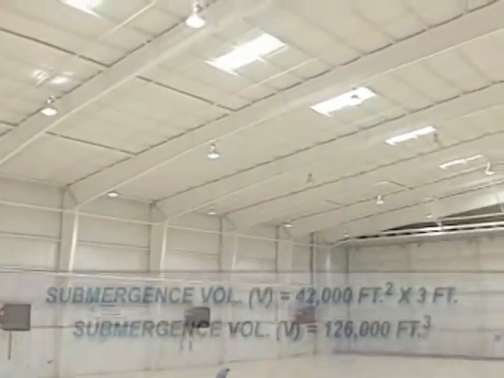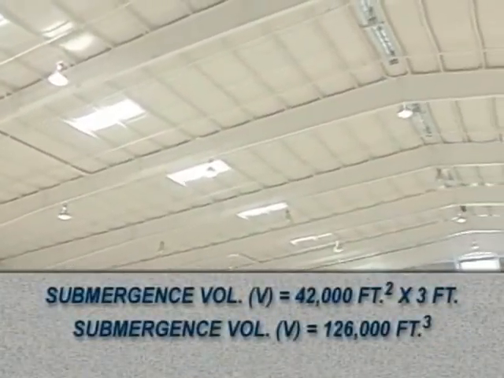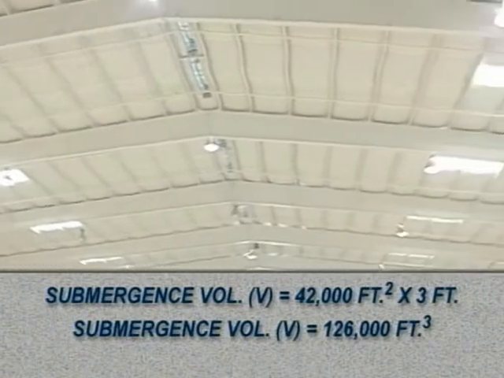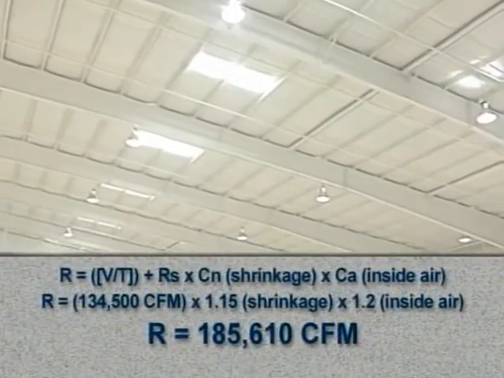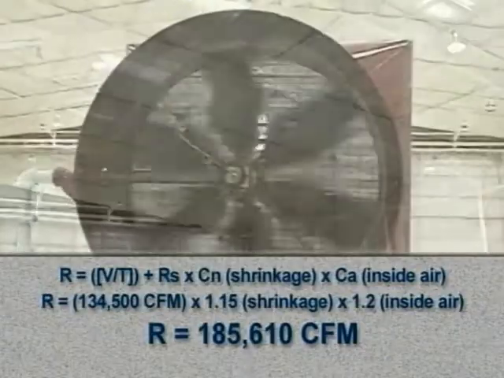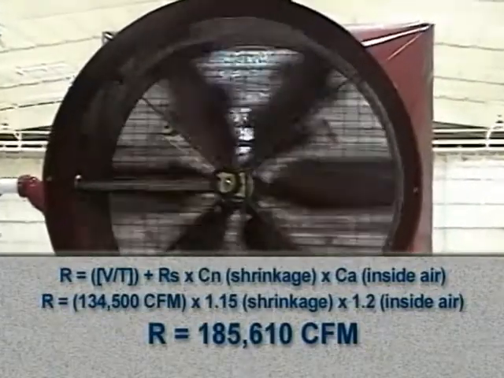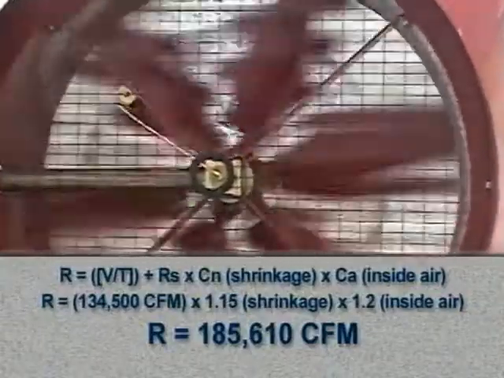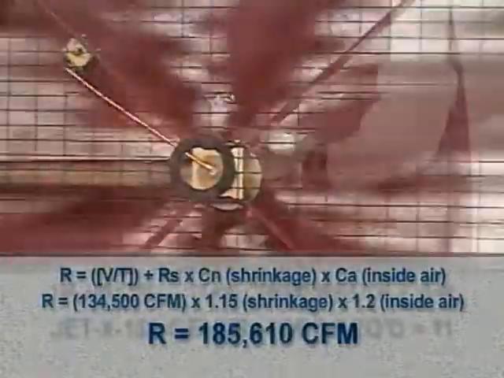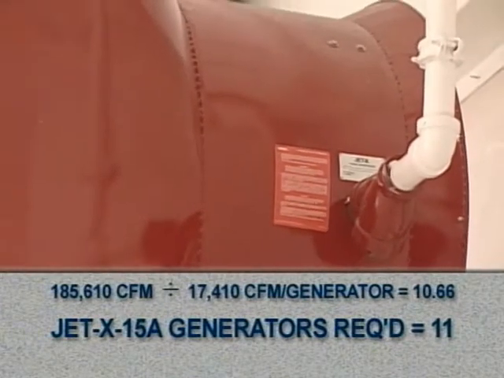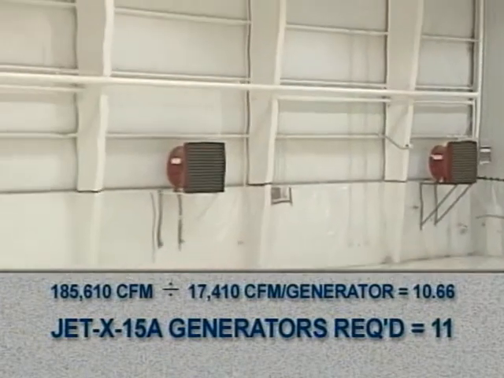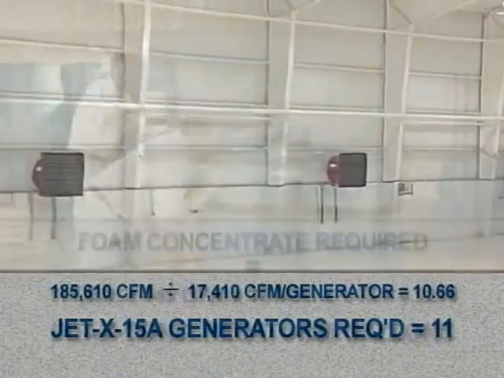Based on the size of the hangar, the submergence volume was determined to be 126,000 cubic feet. In addition to the discharge duration and presence of sprinklers, normal foam shrinkage and 20% for the use of inside air must be factored into the total system output requirements. With 75 psi available at each generator inlet, the system required 11 JetX foam generators.